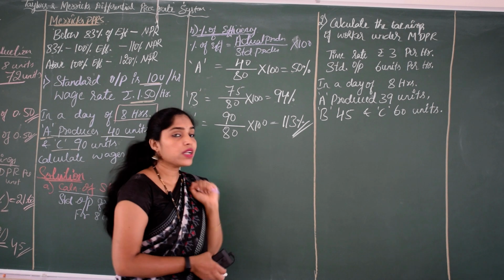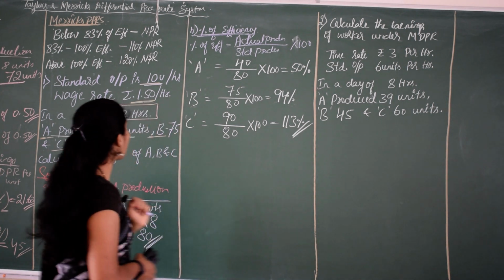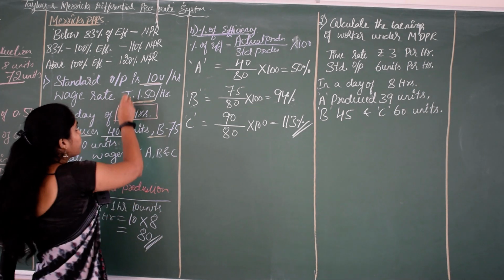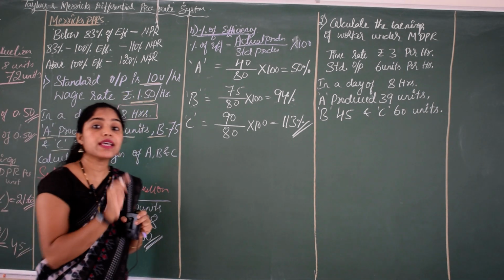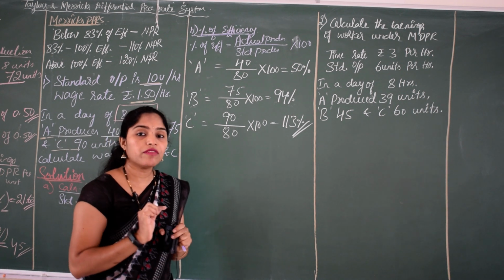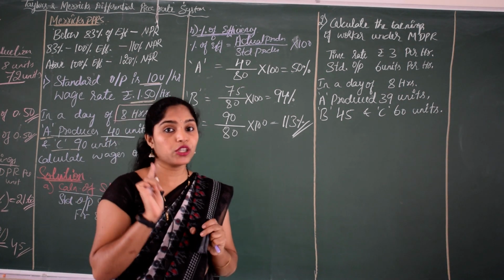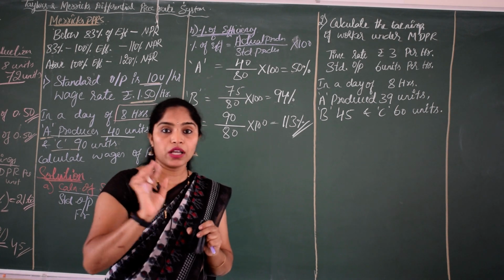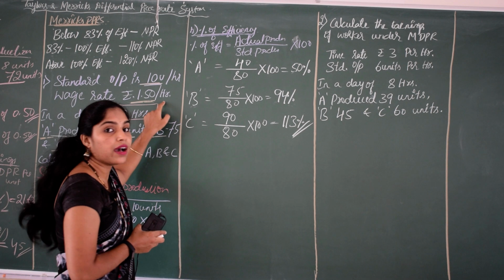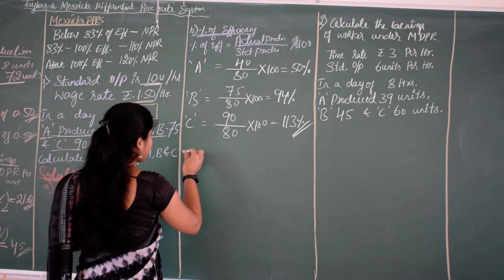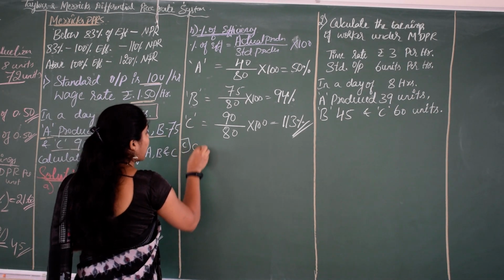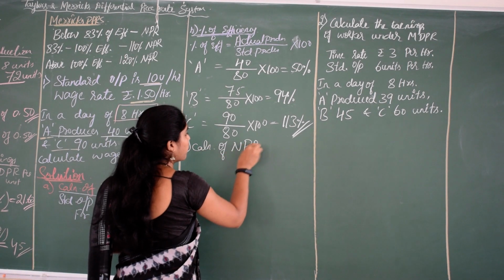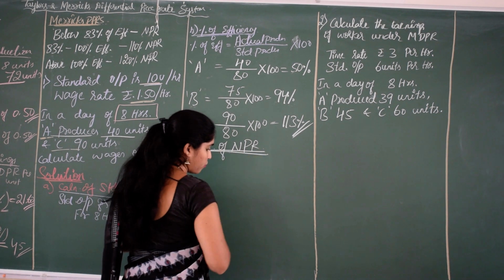So, now what is the normal piece rate? We have to calculate the normal piece rate. See here they have given wage rate rupees 1.50 paise per hour, but what we need is the rate per unit. So, we do not want the rate per hour. We need the rate per unit. So, just convert this hour into units. Okay. Next one is C, calculation of normal piece rate.